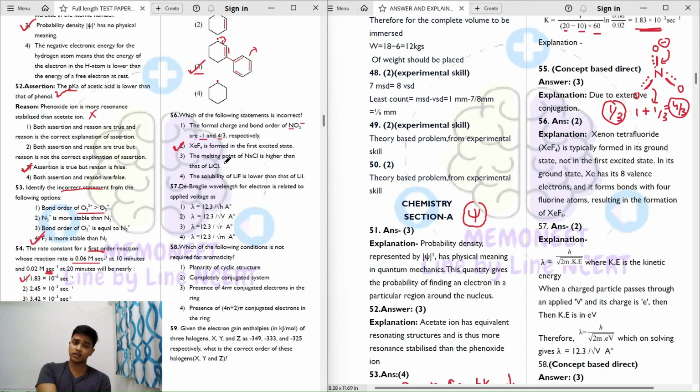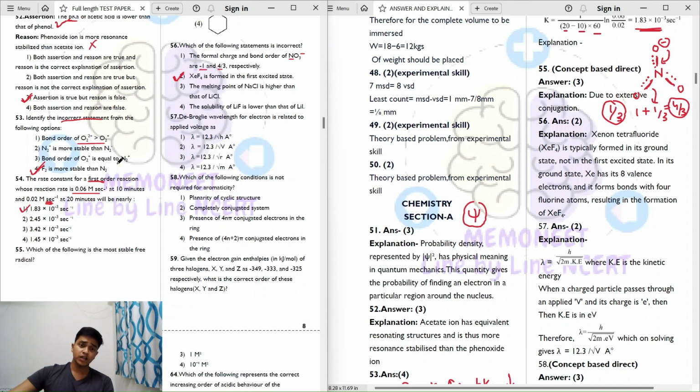If we take a look at the other statements as well, it says the melting point of NaCl is higher than that of LiCl. So this statement is also correct because, whereas we know that LiCl has a stronger lattice enthalpy, still the melting point of NaCl is higher because of the high polarization of the lithium ion. Okay. And if you talk about the solubility of LiF being lower than that of lithium iodide, this statement is also correct. So moving on to the next question.